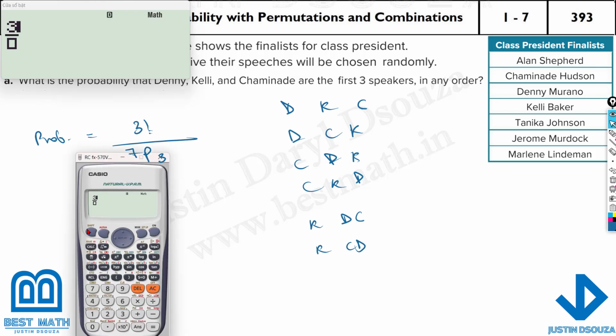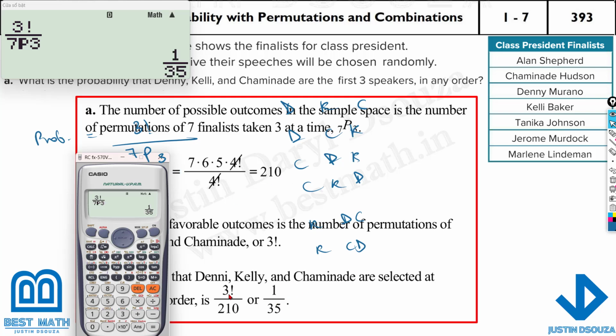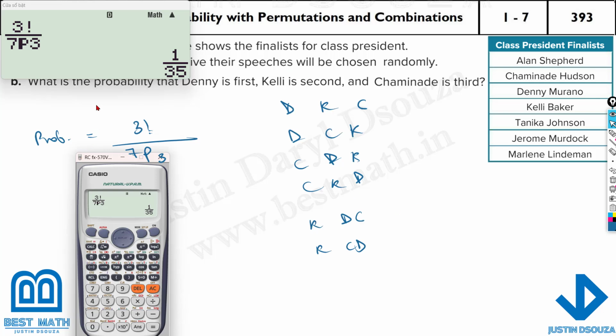Here we have 3 factorial is shift and this symbol here, and 7P3. It's 1 by 35. You can see here it's 1 by 35. Now 7P3 is 210, so it's 3 factorial by 210. So on. Now there's B, I guess.